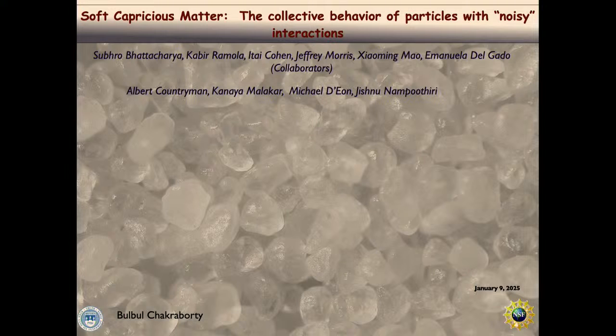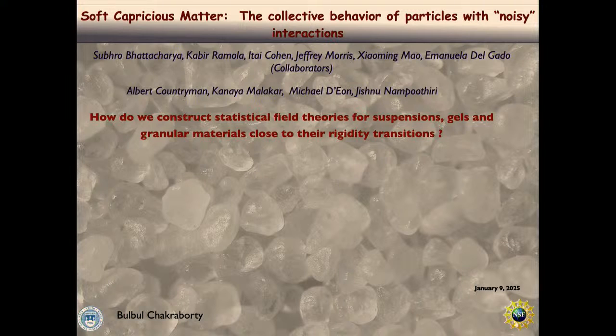So when are they rigid? Why do they form a solid? These cornstarch suspensions don't even have any attractive interaction between the particles. So why would they even form a solid? When do they flow? When do they stop flowing? The basic question that motivates us is, how do we construct statistical field theories for systems like this, close to their rigidity transition? I'm not going to talk about all aspects of their collective behavior, but close to the rigidity transition.